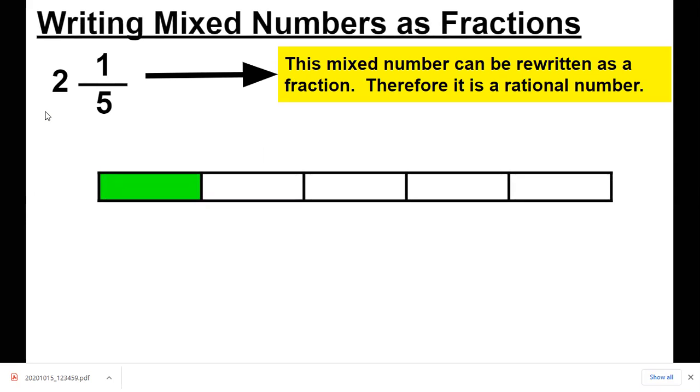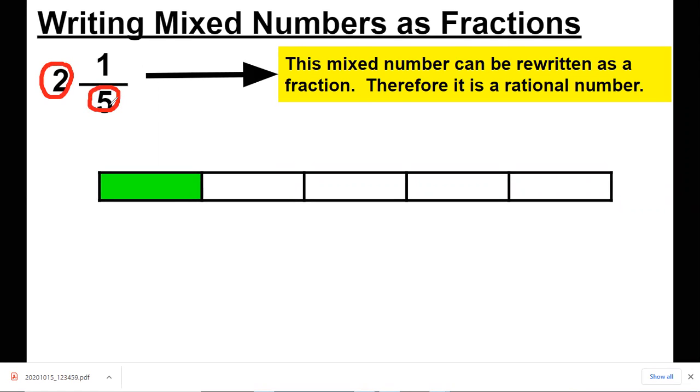So we're going to draw our boxes. We need to have how many full pizzas or full boxes? We need 2 full ones cut into how many pieces? 5. Could it be a different number on bottom? Yes, it could. Could be a 6, a 7, 8, 9, 10, any number, right? You just have to cut it into smaller pieces if it was a bigger number.